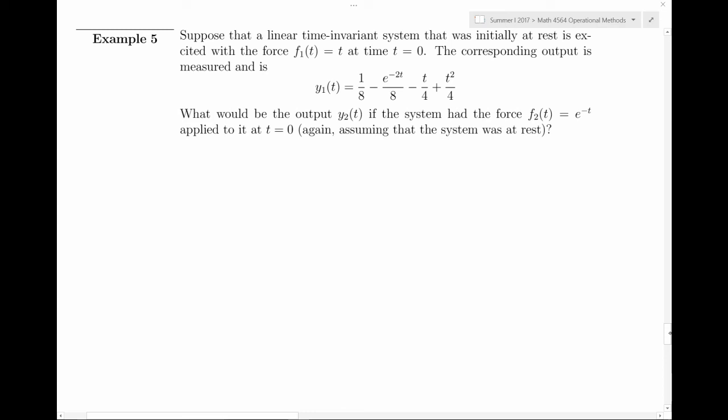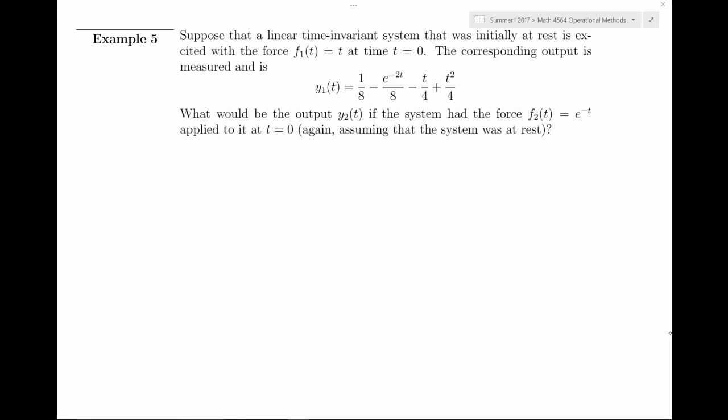I have a system that, when it was excited at rest by a function f1 of t equals t, then the output measured was this expression. And the question is, what if the system, when it is at rest, was excited with a different force, e to the minus t? What would be the reaction of the system? And this question can be answered very easily with the concept of a system transfer function.